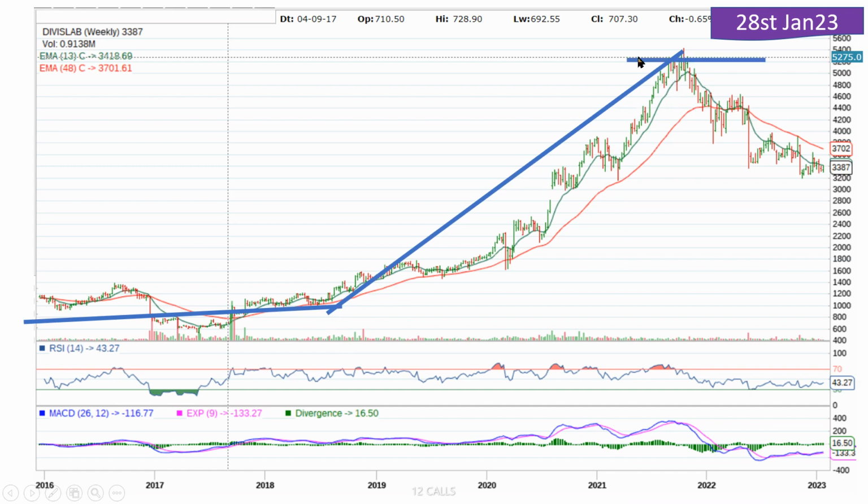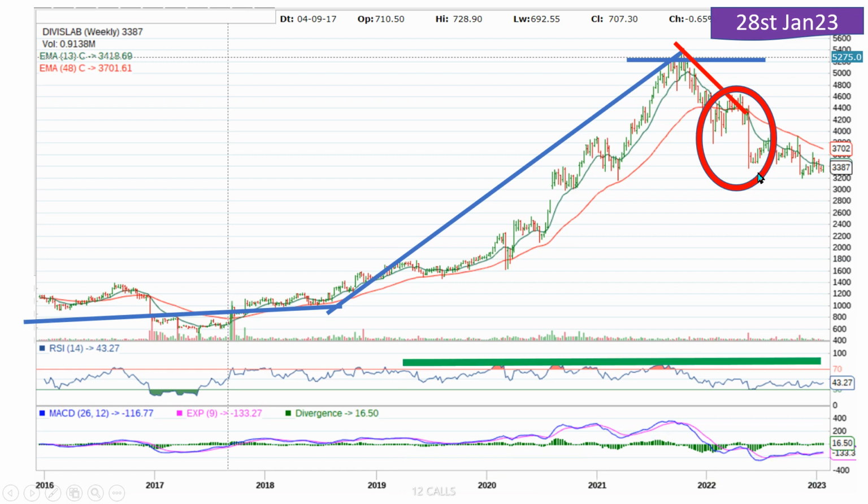Then the share did some consolidation here, and then it started doing the breakdown. If you look here, this was the last quarter result, when the results were weak and the market hit the share badly. The share came down almost 10% plus in a week's time. So where the share is going to go now, that is our big question.